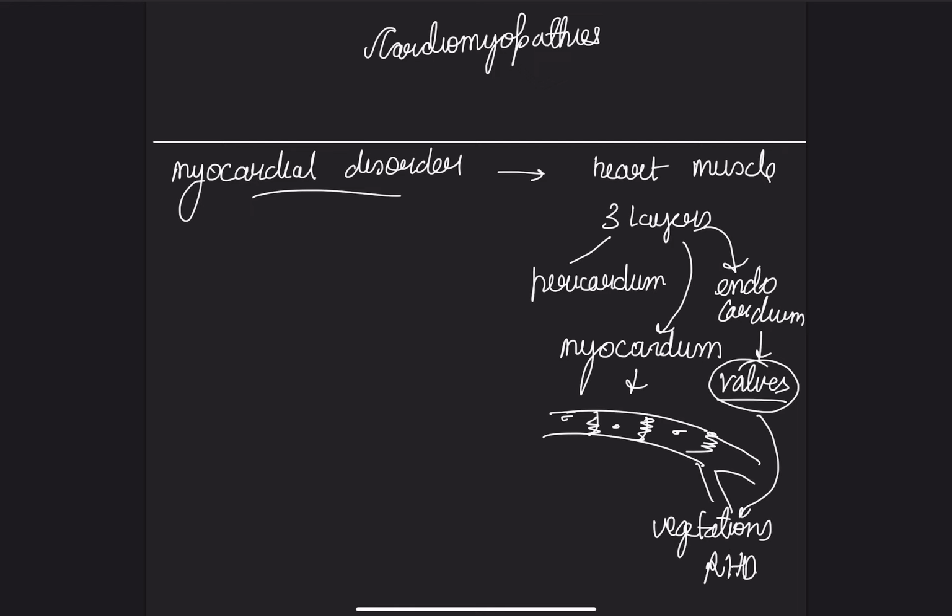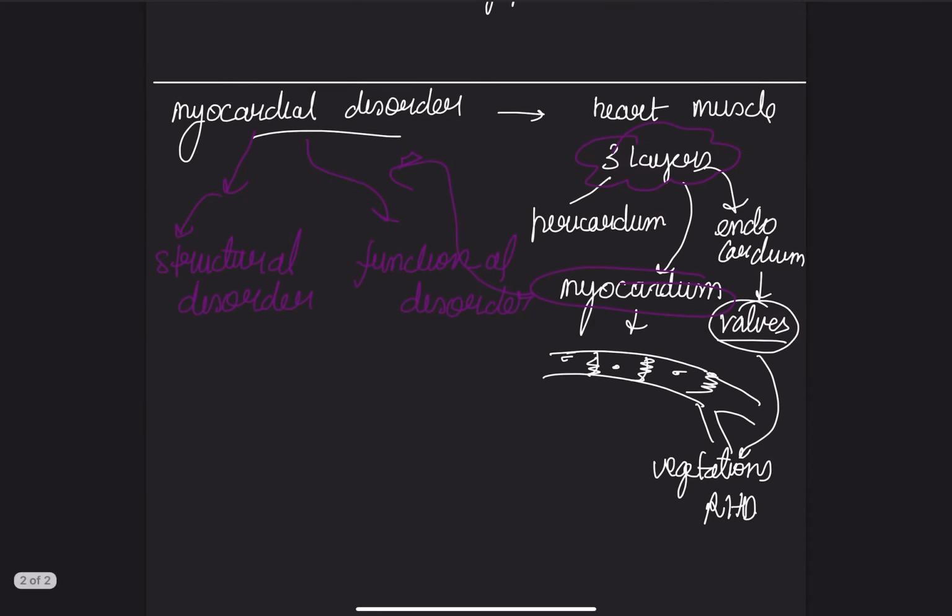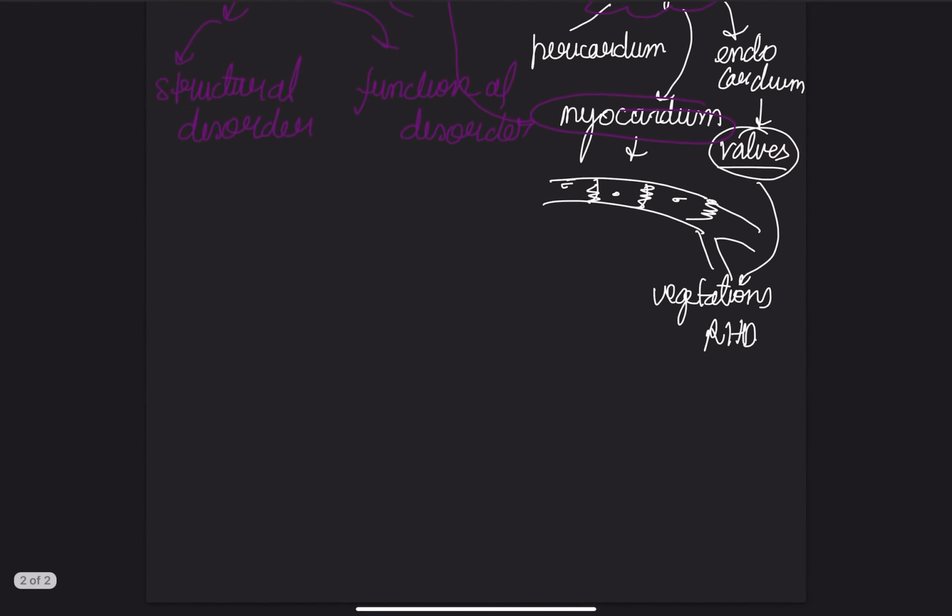So we just learned that there are three layers of the heart, out of which the myocardium is the one that we are concerned about right now. So in a myocardial disorder, in a cardiomyopathy, there can be a structural deformity or a structural disorder, or it could be something wrong with the function of the myocardium. So a functional disorder. So cardiomyopathy is a myocardial disorder which can be a structural or a functional disorder.